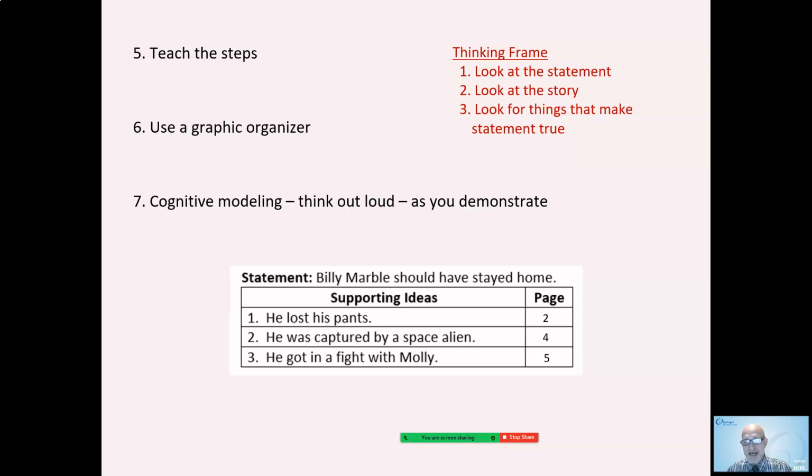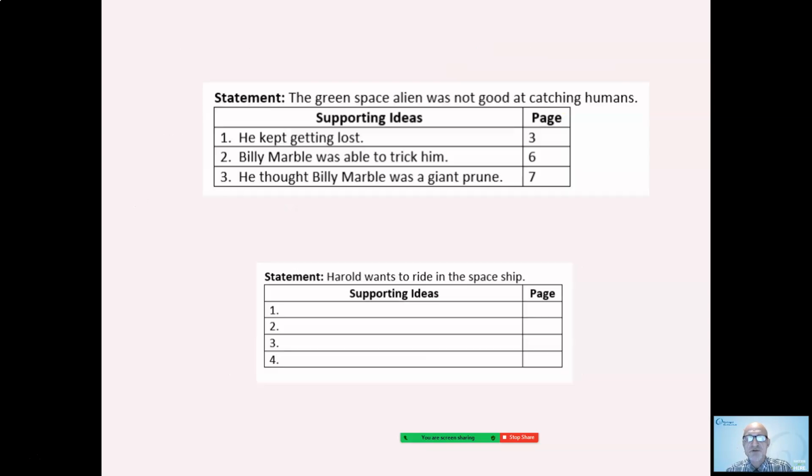I'll do this many times with guided practice, doing a couple together, and eventually students will be able to do this independently using this nice graphic organizer. The green space alien was not good at catching humans, okay? Declarative statement, they find the supporting ideas and they list the page number.